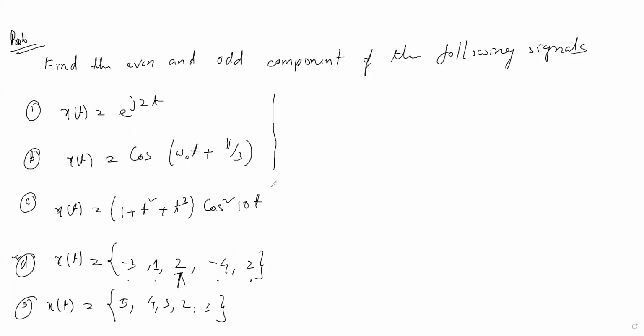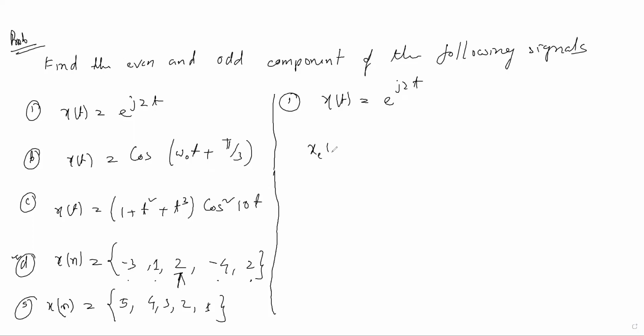So let me solve the first one. Sorry, one mistake I have done. You should make me correct, no? This is n. We should write n because t will be replaced by n. So what is the first question? X of t equal to e to the power j twice t. The question asks to find the even and odd component. We know already the equation.